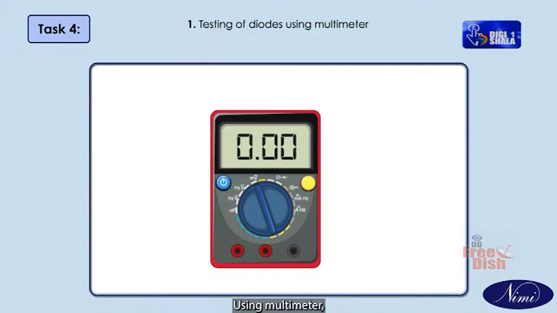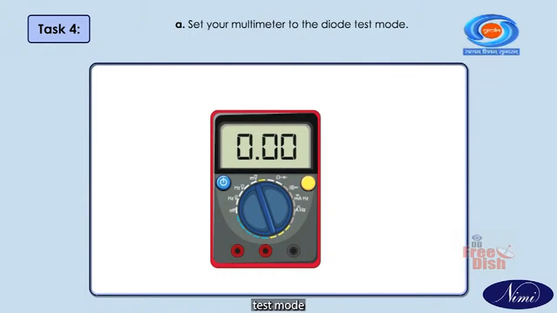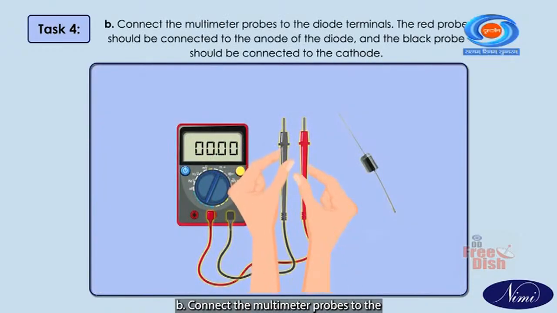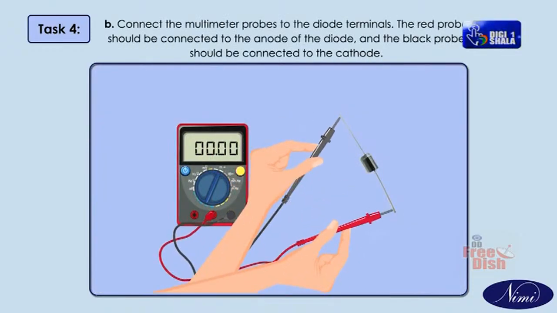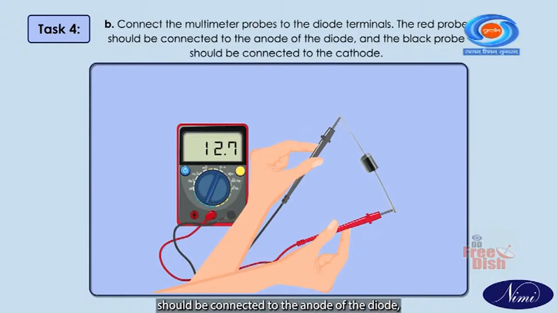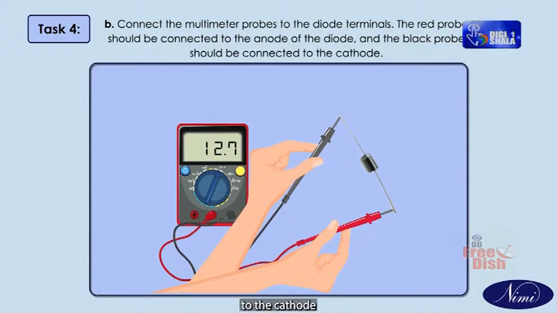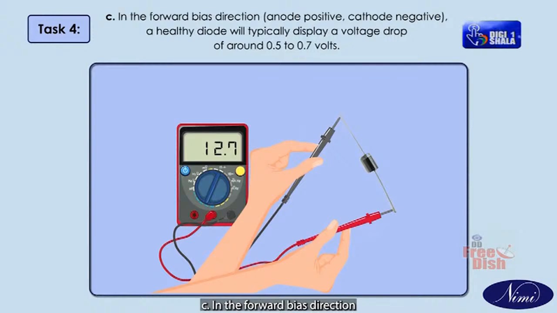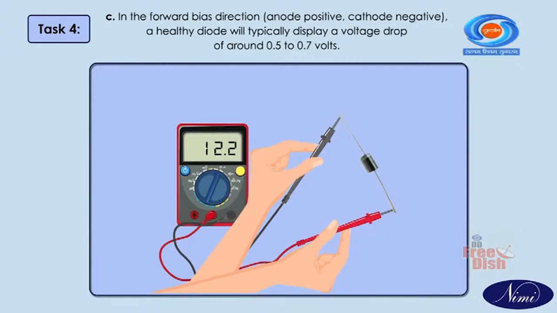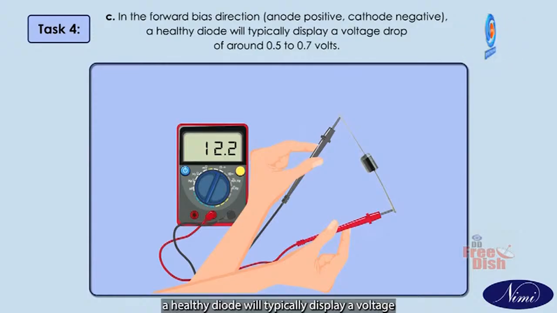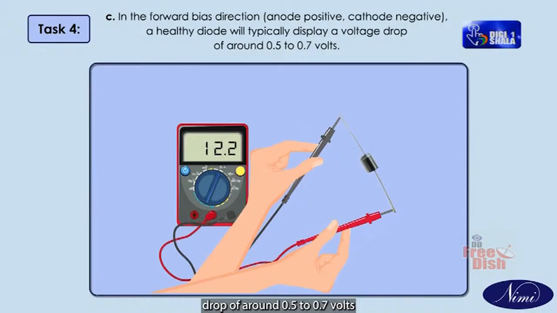Testing of diodes using a multimeter. Set your multimeter to the diode test mode. Connect the multimeter probes to the diode terminals. The red probe should be connected to the anode of the diode and the black probe to the cathode. In the forward bias direction, anode positive, cathode negative, a healthy diode will typically display a voltage drop of around 0.5 to 0.7 volts.